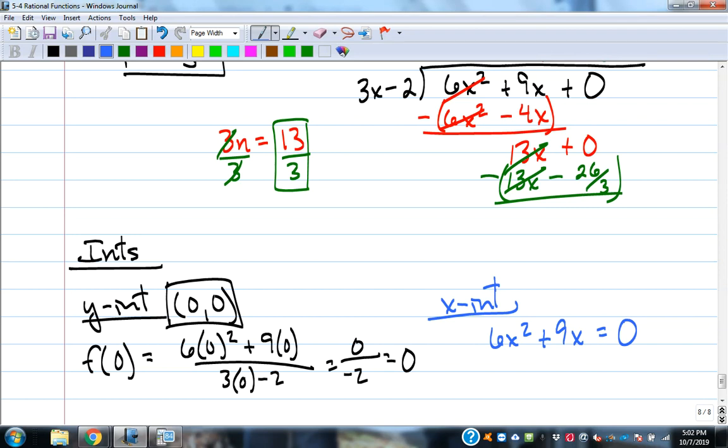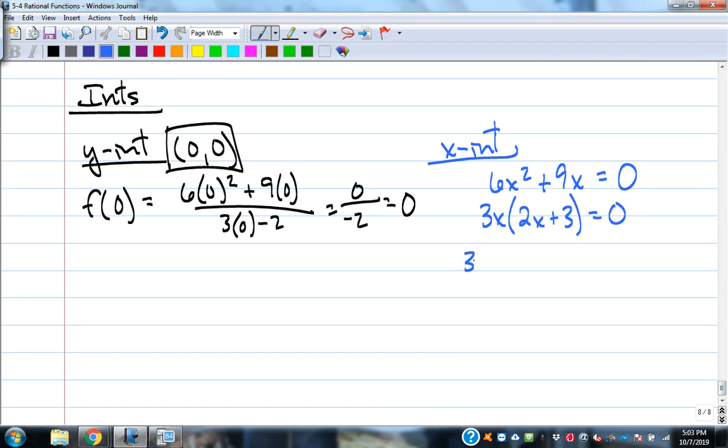I could use the quadratic formula on this. I could use a table. I'm going to use factoring because that's what we've been practicing a whole lot of. So I'm going to use it. 3x. That leaves me 2x plus 3. And then I set those factors equal to 0. And one of them ends up being x equals 0.